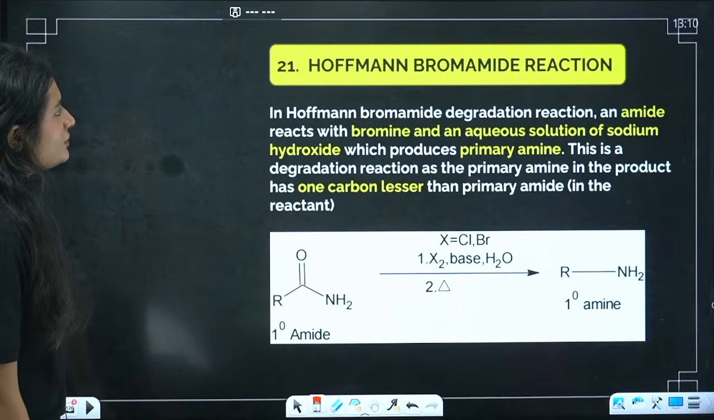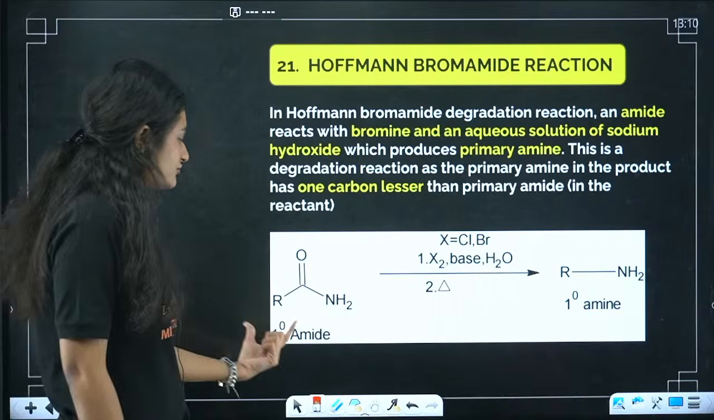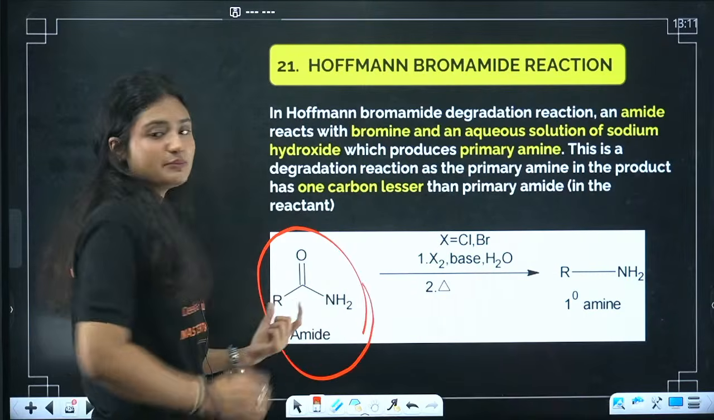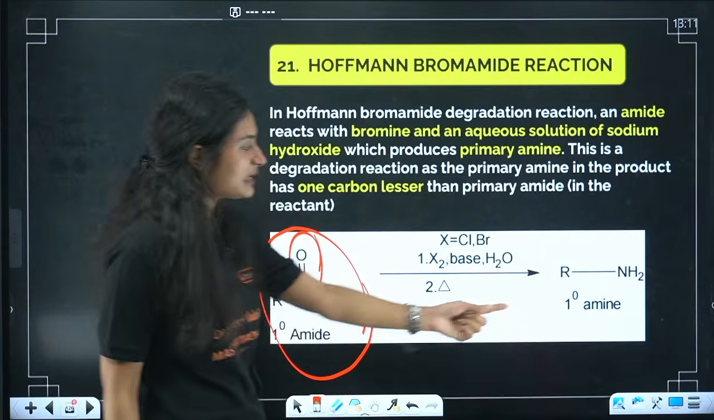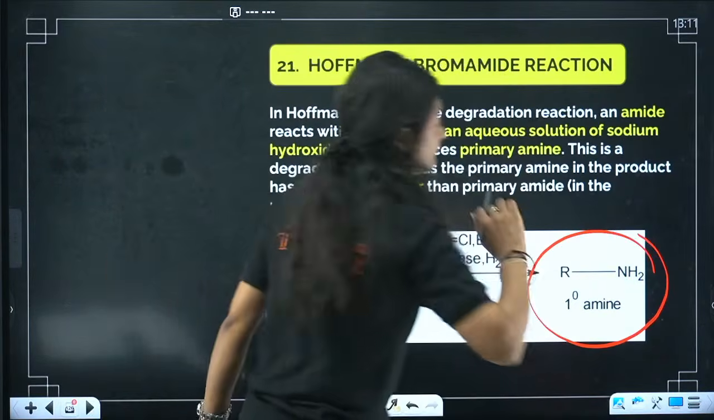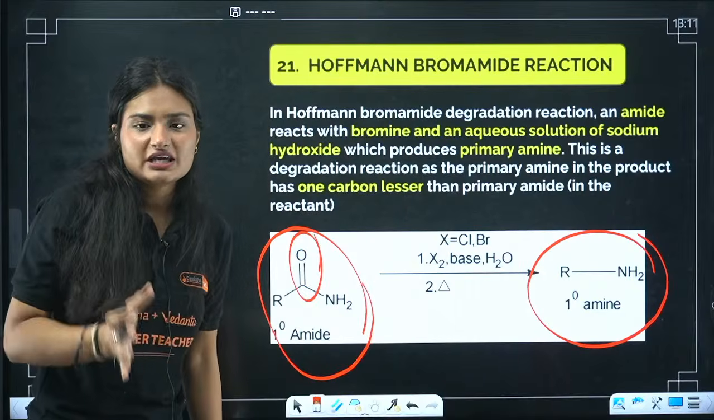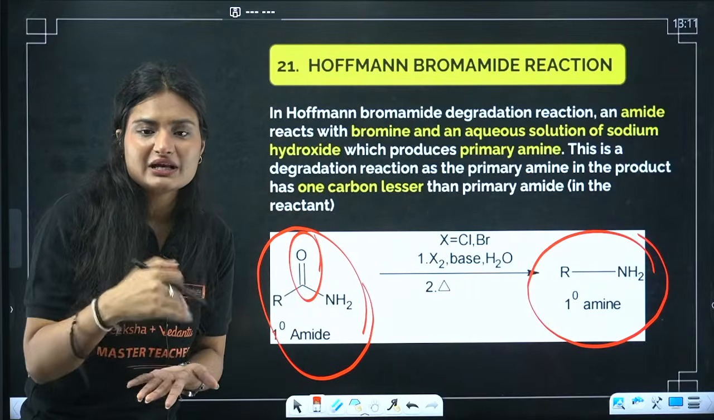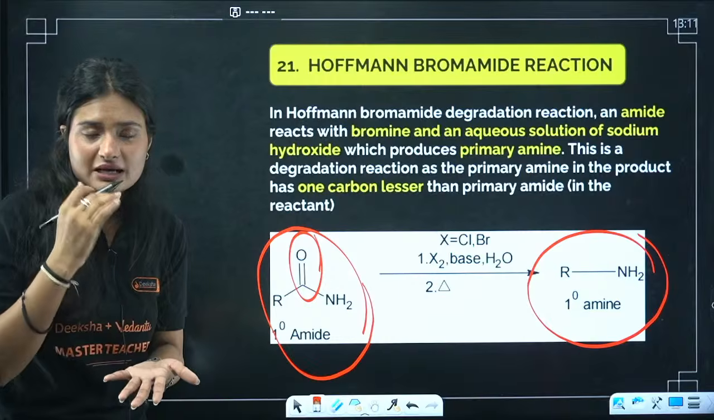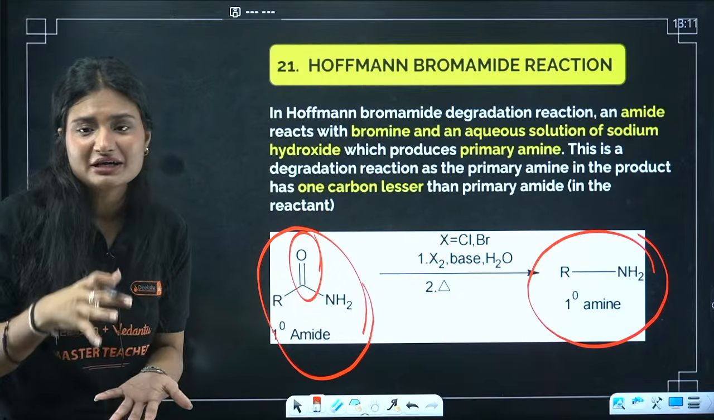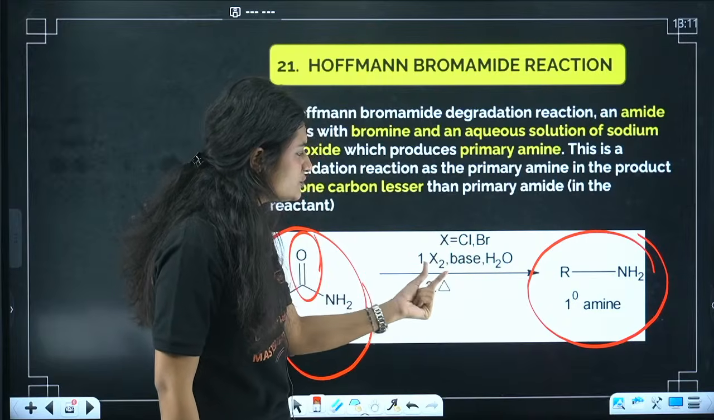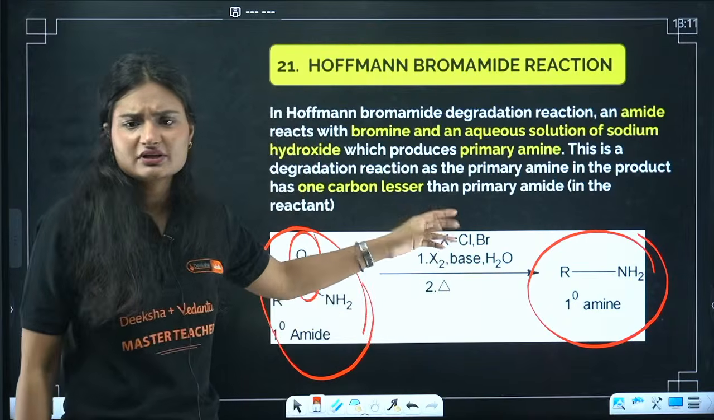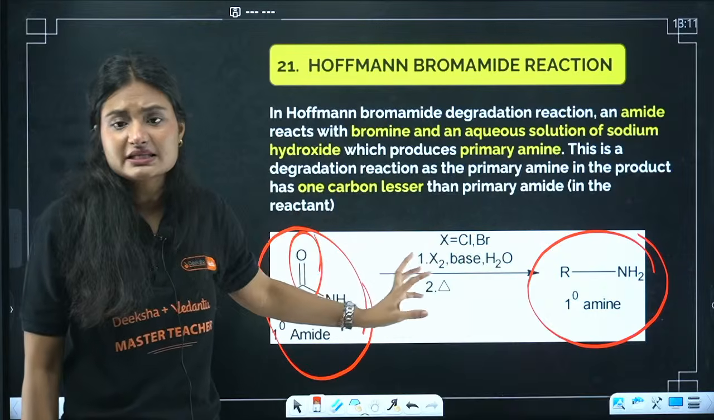Hofmann bromamide degradation, a very important reaction. Whenever you have a primary amide, this group can be eliminated and you get a primary amine. The amine will always be one carbon lesser than the amide you have taken. Sorry for the mispronunciation sometimes. What is the reagent we use? Chlorine or bromine in basic medium, and hydrolysis.